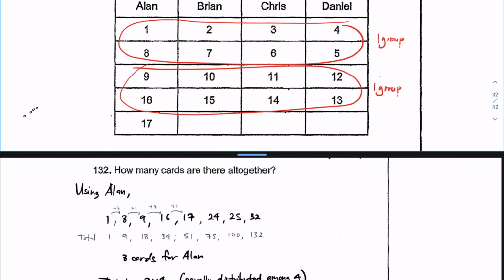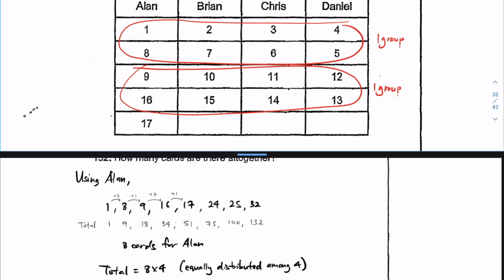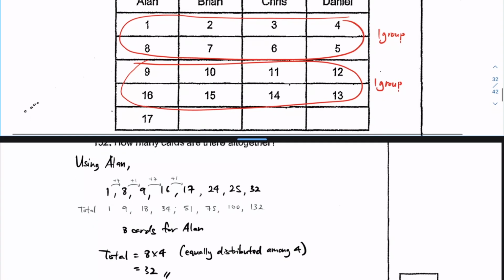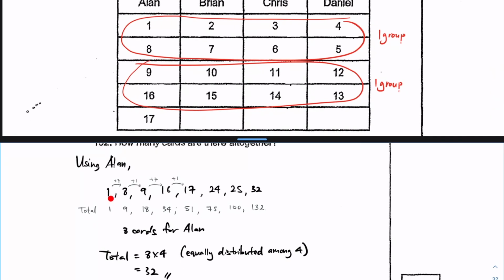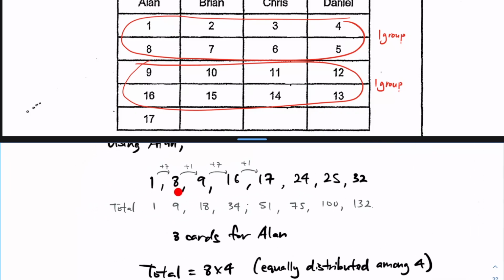So basically, I just decided to focus on Alan. It doesn't really matter. You can focus on B, C, and D. For me, I chose to focus on Alan's case. Right, so start off with 1. That's 1 card. Total face value of 1. Next number is 8. So there's a pattern here. Plus 7, plus 1, plus 7, plus 1, plus 7, plus 1. And keep adding up, totaling up the face value of the numbers.